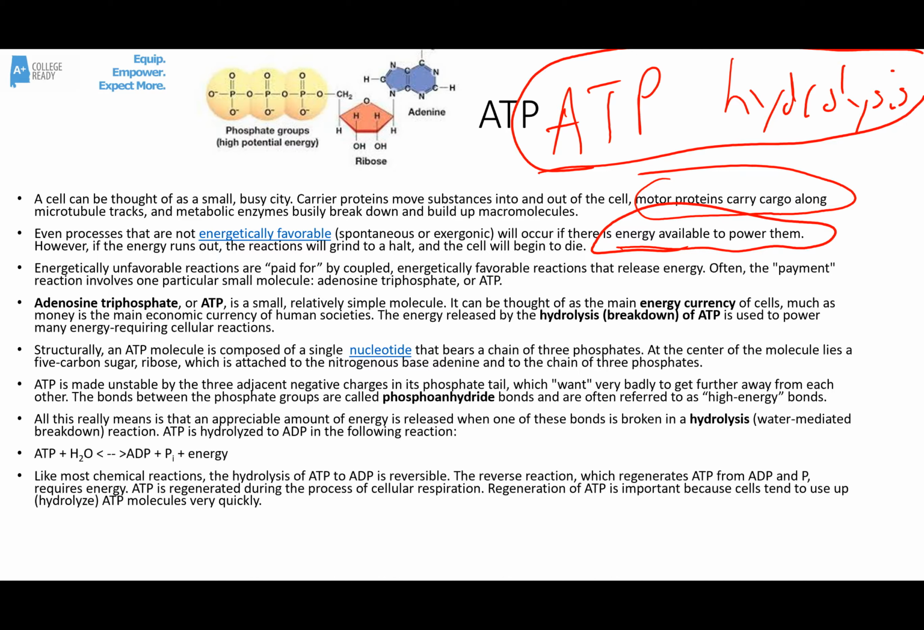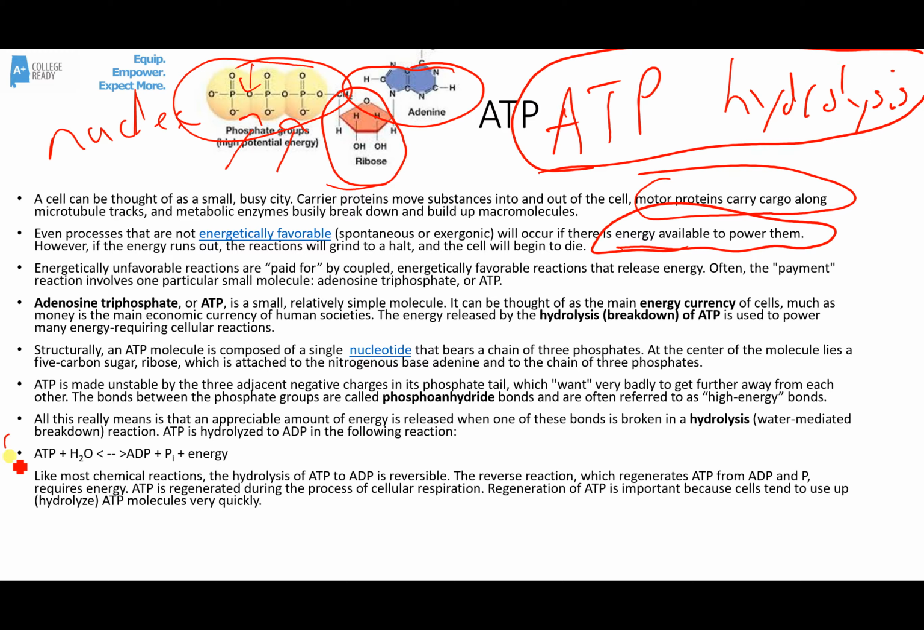ATP is a small molecule. It's a nucleic acid. As you can see, it's composed of a sugar, ribose, just like RNA, a nitrogenous base, adenine, and 3 phosphate groups. It's unstable. These 3 negative phosphate groups repel each other. This last bond right here is particularly unstable, fairly easy to break, and when it does break, as we can see in this reaction, when it's hydrolyzed, this is ATP hydrolysis, some of the energy stored in that bond is released.